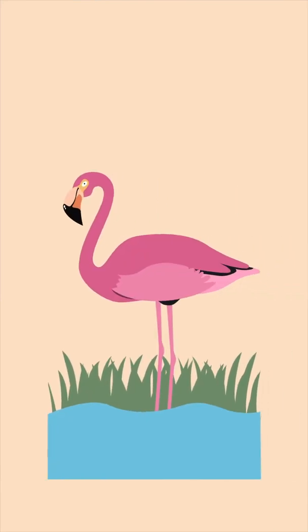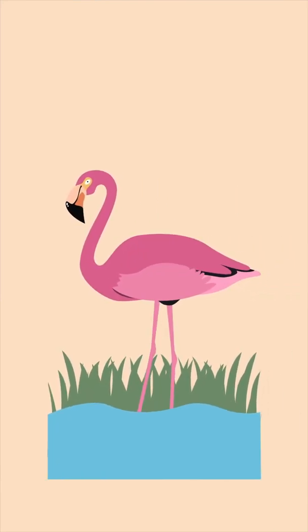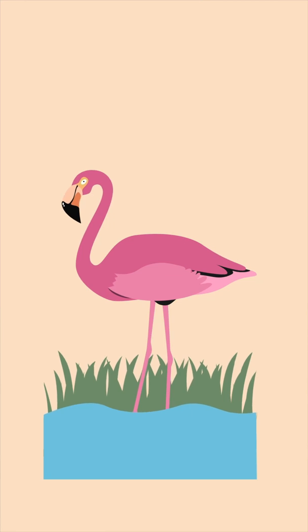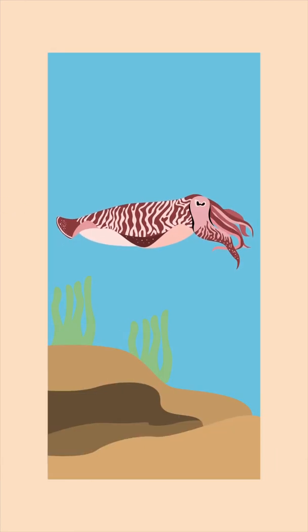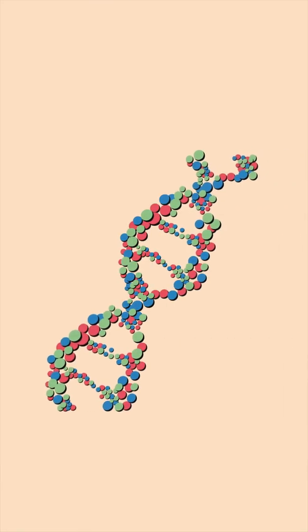Have you ever marveled at the wide variety of life on Earth? From flamingos to meerkats, from Venus flytraps to cuttlefish, there are so many different species running, flying, growing, and swimming around on our planet. And all of them, plant and animal alike, no matter how different they may look, have something important in common. One thing that allows them to thrive, evolve, and reproduce.